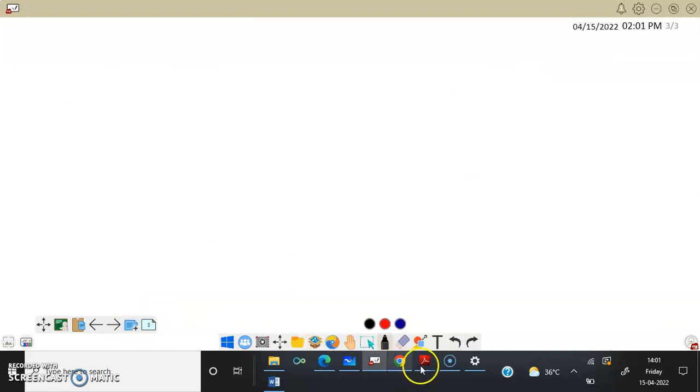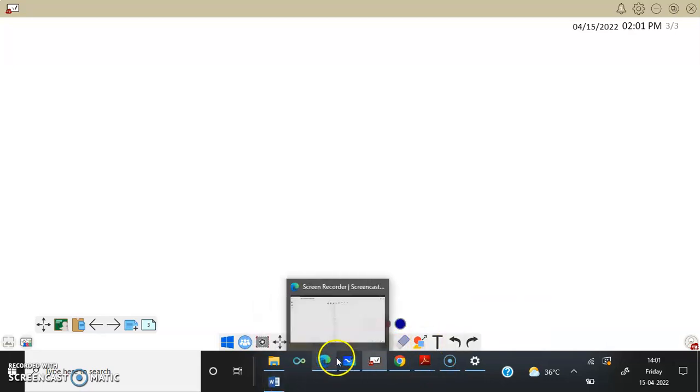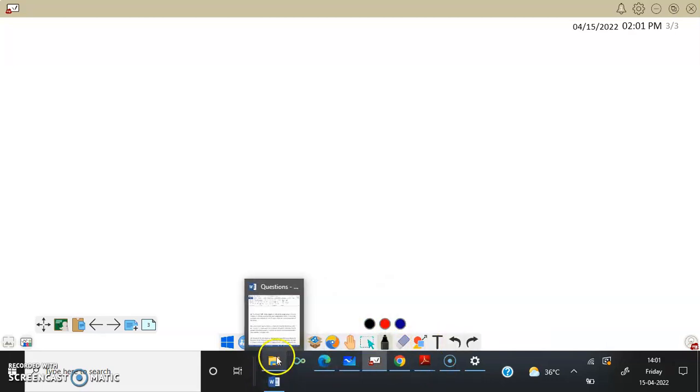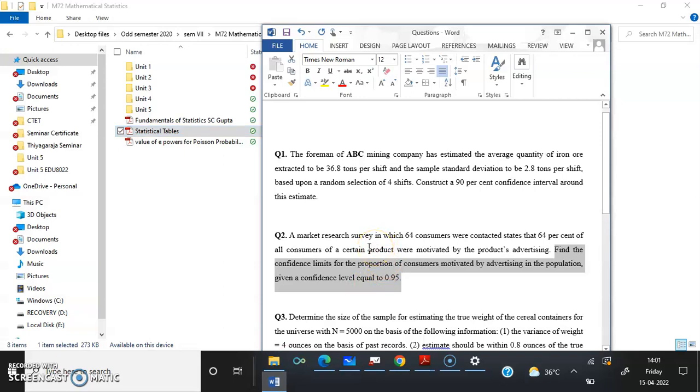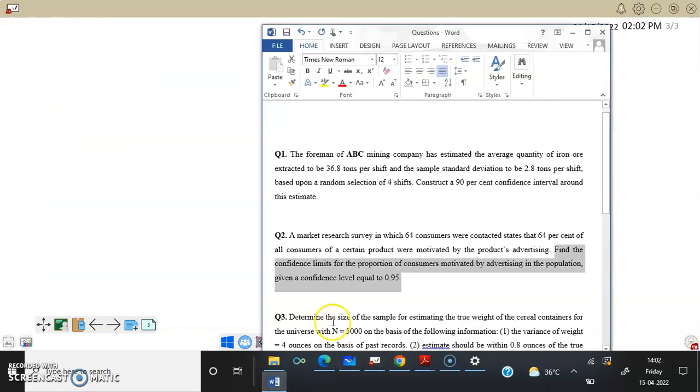Okay. You can see the question once again. This is the question, a market survey. Okay, market research survey in which 64 consumers were contacted, states that 64% of all the consumers of a certain product were motivated by the product advertising. Find the confidence limit for the proportion of consumers motivated by the advertising in the population.